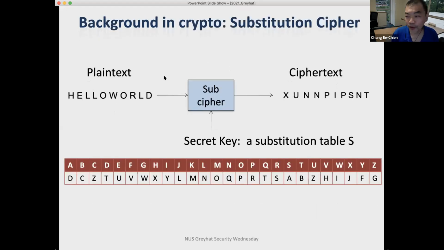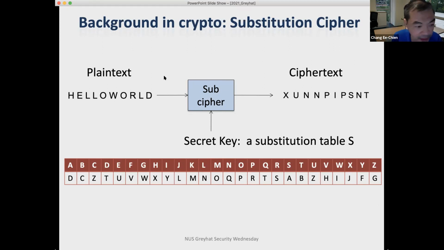Before we start, we need to know something simple in crypto: the substitution cipher. I guess many of us know about this, if you read Harry Potter or The Da Vinci Code or Nancy Drew. For encryption, the secret key is the table below. It's called a substitution table. The input plain text, let's call it hello world. You want to encrypt using this substitution table. How do you do it?